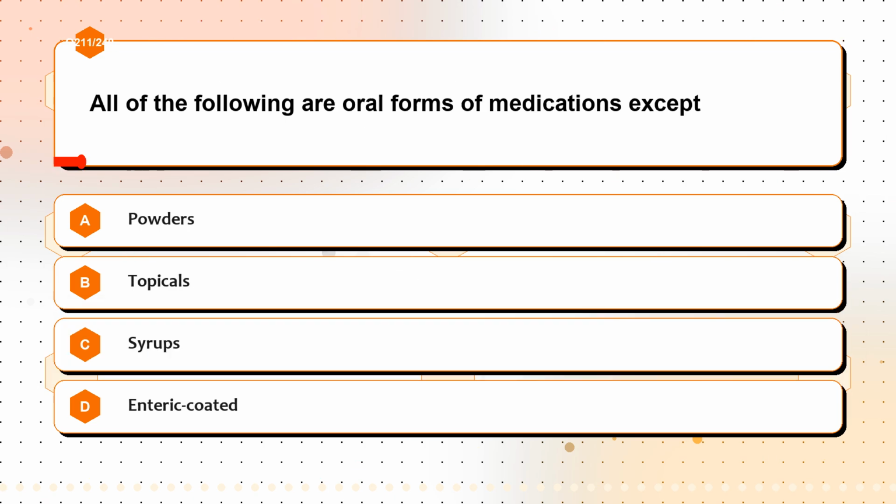Question 211. All of the following are oral forms of medications except. Here are the options. Option A, powders. Option B, topicals. Option C, syrups. Option D, enteric-coated.